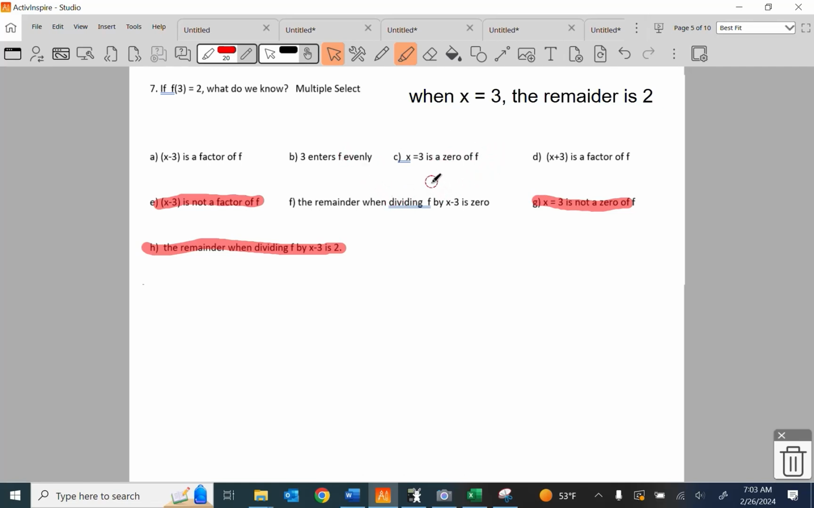And that's it. Not a factor, not a 0. Remainder's 2. I don't see anything else is missing.